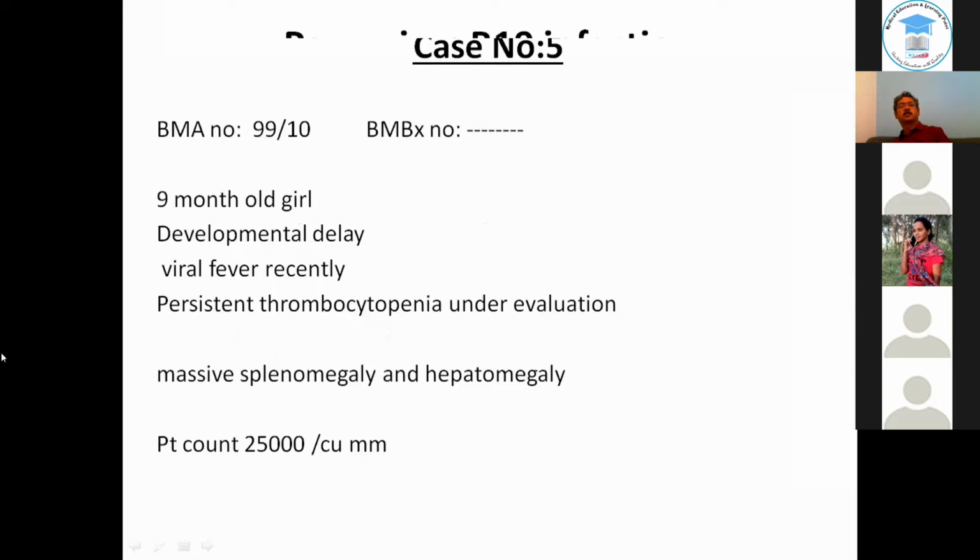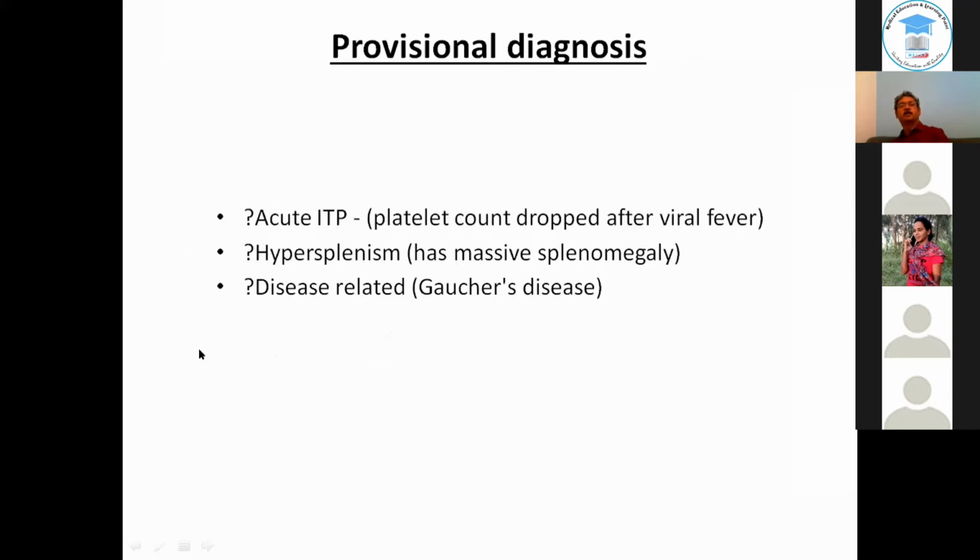The next case is a 9-month-old girl with developmental decay, a recent viral fever and persistent thrombocytopenia, as you can see, 25,000, and a liver and a spleen. And the clinical diagnosis was, and this is very important, because this is why the procedure was done, acute ITP because the platelet count had dropped, or hypersplenism, or disease related such as Gaucher's disease.